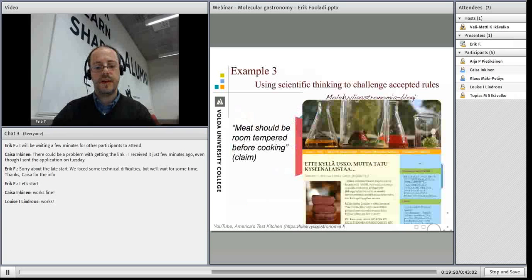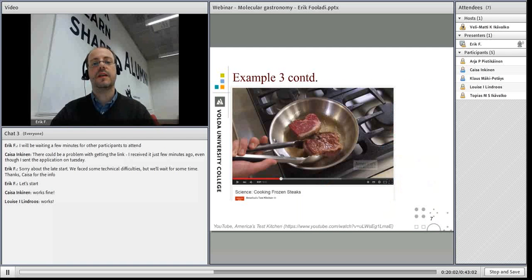So it's not only that you should take your steak out from the fridge, from 4 degrees to 20 degrees in the room, but it's actually taking your steak straight out from the freezer. It's frozen, minus 18 degrees or whatever, and then frying it straight into oil when frozen.